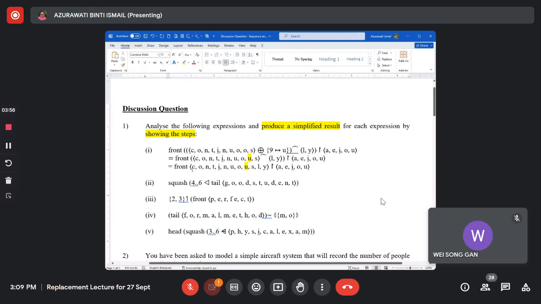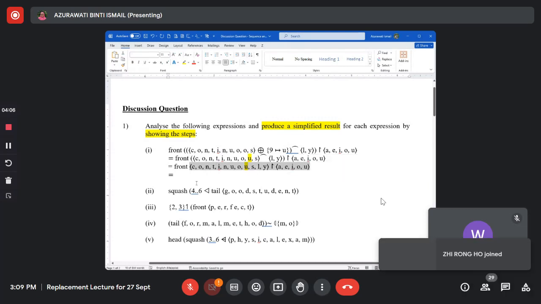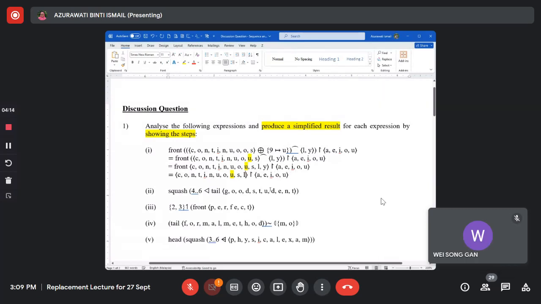And then after that you see front. Here, front means you take this value other than the last one. So it means that you remove y here. Okay, you remove y here. So this is the front data.